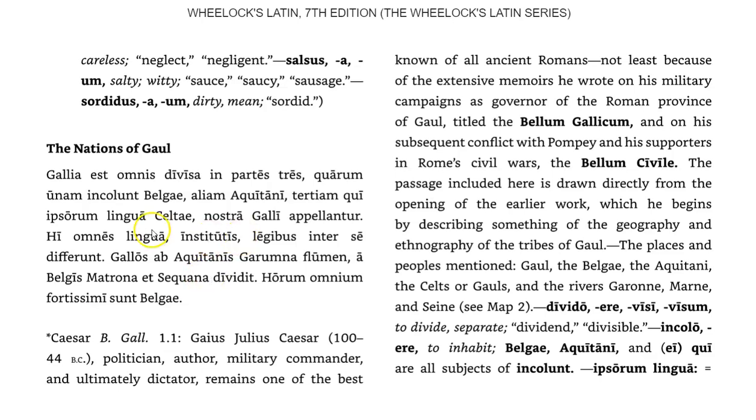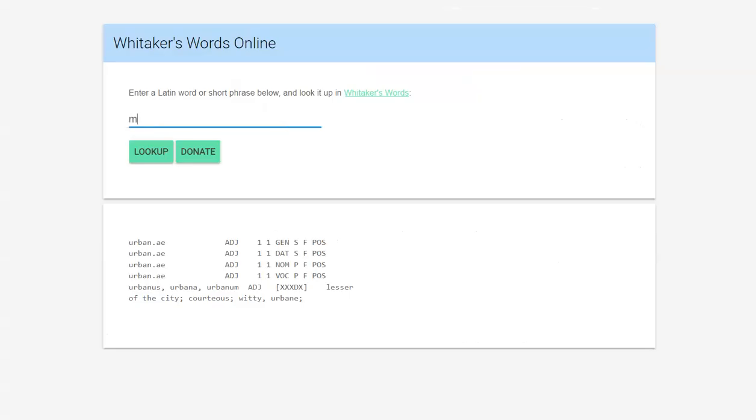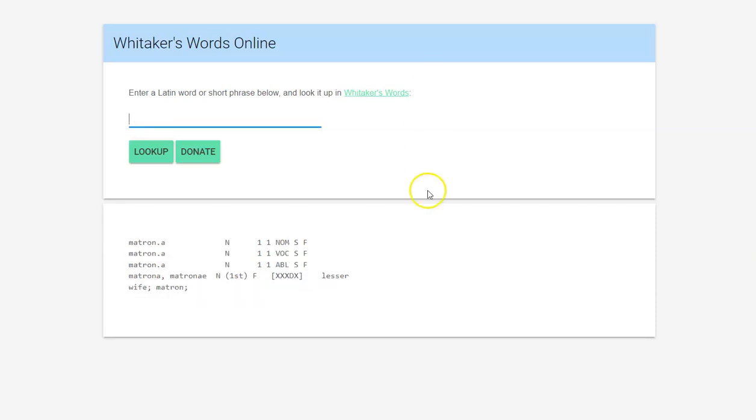All right, so that one's pretty straightforward. The tricky part of this one is recognizing Matrona, because they don't give us that vocabulary. Let's see. See, this one doesn't even tell us. So it's not wife. I think it's the river. Let me look at the back of the book here. So if you look in the vocabulary at the back, let's see if they give us that. On page 527. Nope, they don't give it to us either.